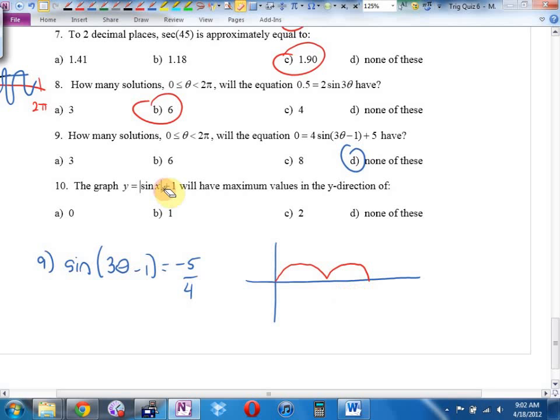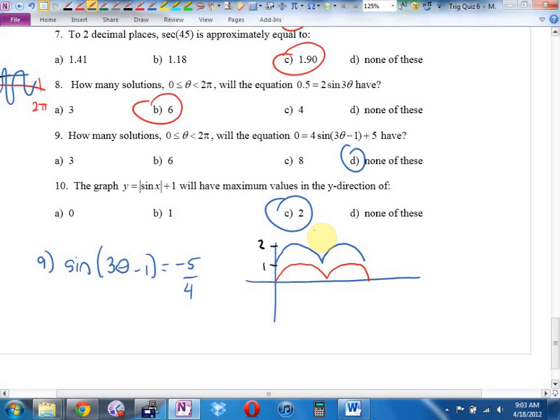And then, what does a +1 do? Move this graph how? I can't hear you. Up by 1. So instead of being at 1, it's going to be at 2. The highest value it's going to have is 2. Lowest value it's going to have is 1. A little bit of sneaky review.